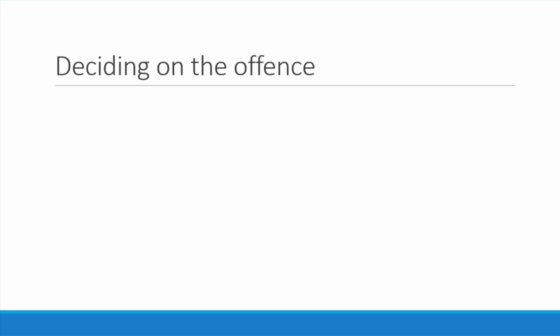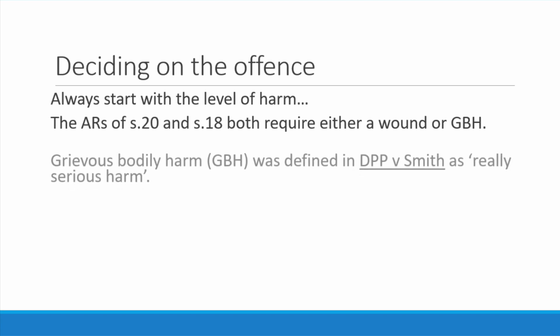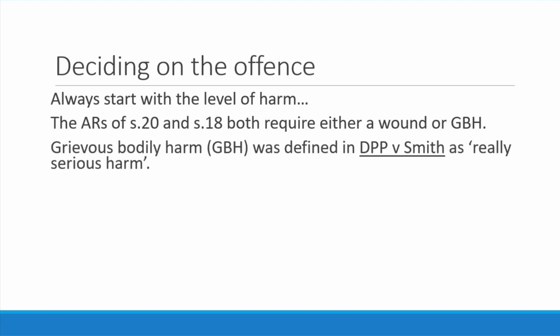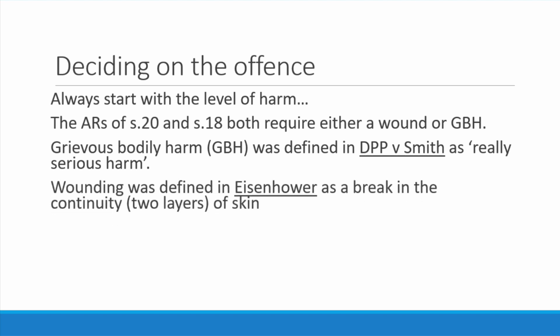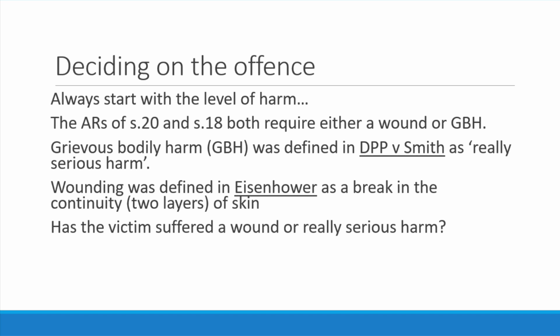The first thing that you may need to do in a scenario question is decide on the relevant offence. And to do this, you always start with the level of harm that has been caused to the victim. The AR of section 20 and section 18 both require either a wound or GBH to have been caused. So GBH has been defined in DPP v Smith as really serious harm, and a wound has been defined in Eisenhower as a break in the continuity of the skin. So the first thing you need to decide is, has your victim or victims suffered either of these?